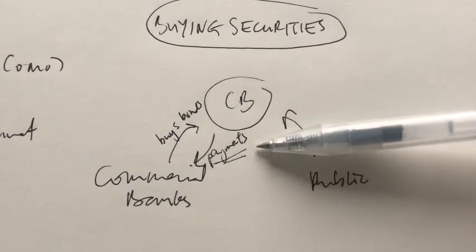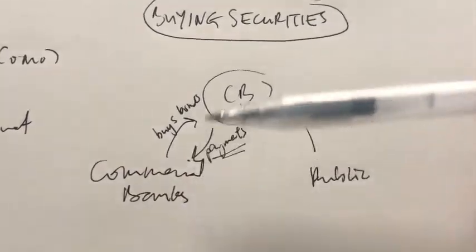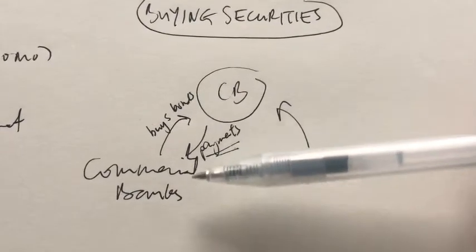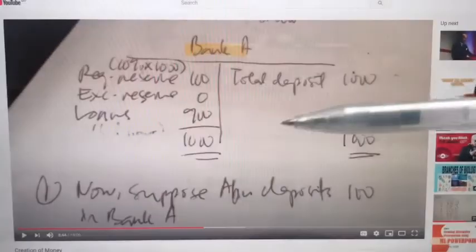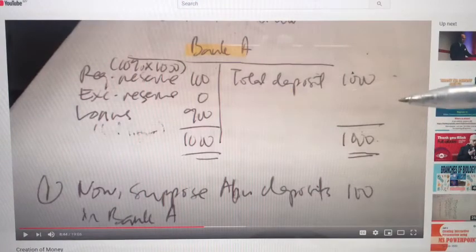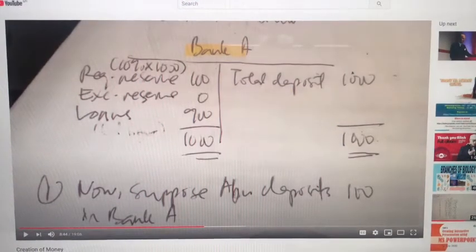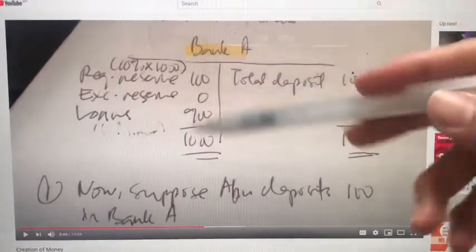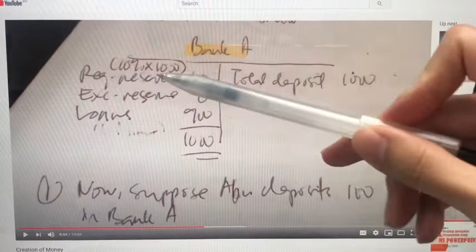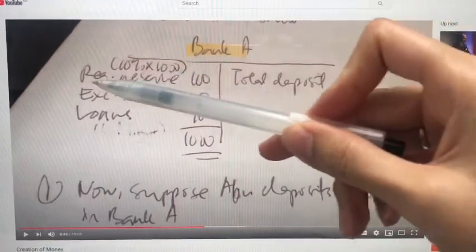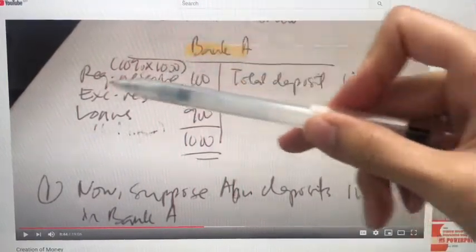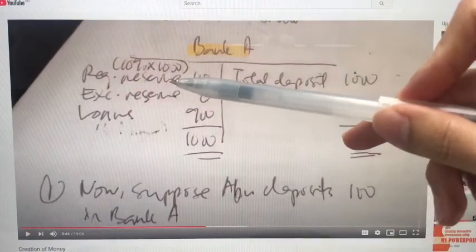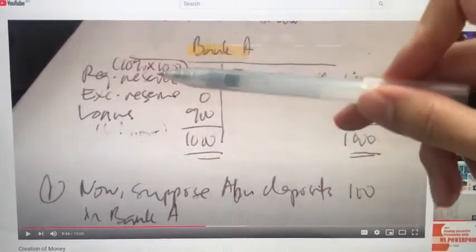Now, these payments, they will increase the amount of reserves available in the commercial banks. Now, to understand this, I'm showing you an excerpt of my last video under the title Creation of Money. So as you can see here, this is a commercial bank, Bank A, and this is its account. And here's the amount of required reserves that goes to the central bank, and excess reserves, which are the difference between the actual reserves and the required reserve.